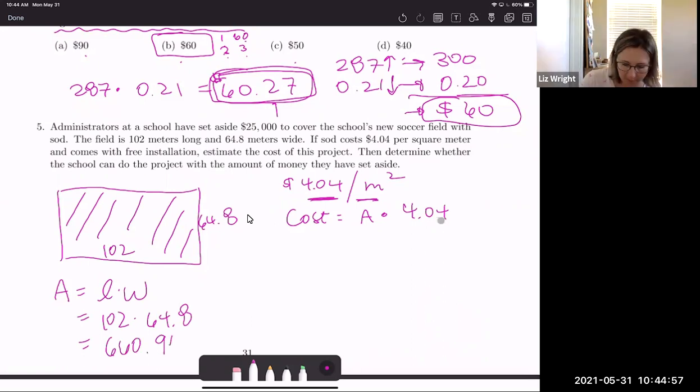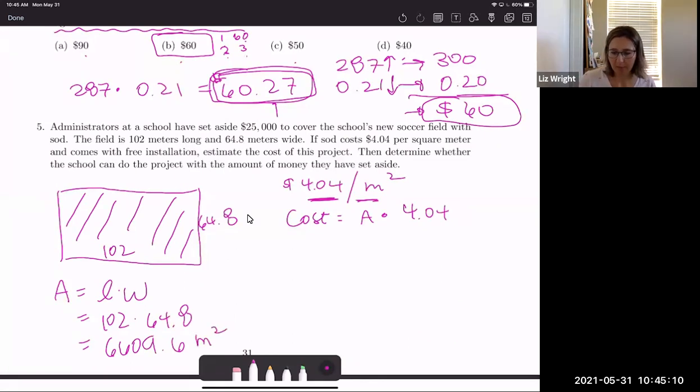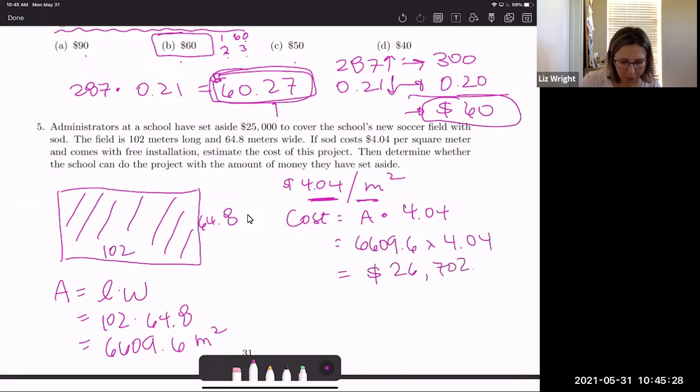102 times 64.8 is going to be 660.9. Oh, I misread my decimal. Let me get rid of that. It's going to be 6,609.6 meters squared. And then I'm going to multiply that, I'm going to put that in right here, 6609.6 times 4.04. And then that gives me the cost of $26,702.784.